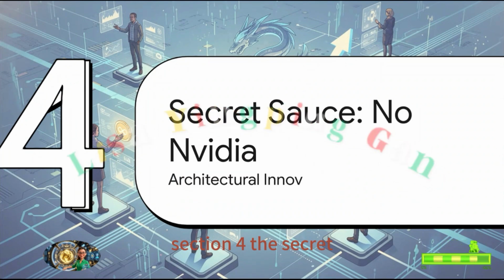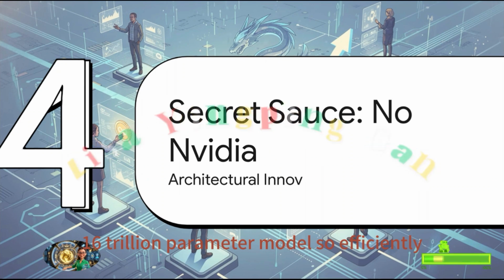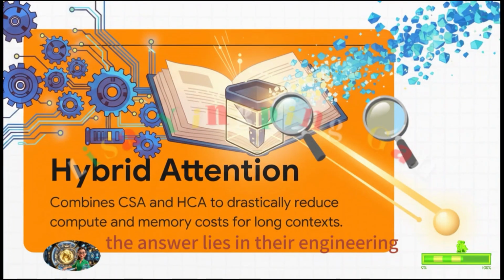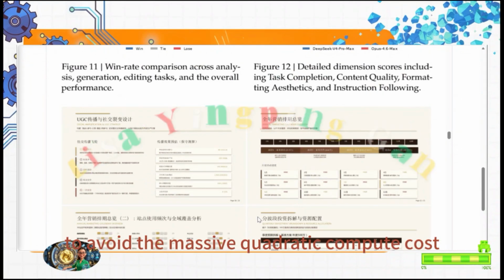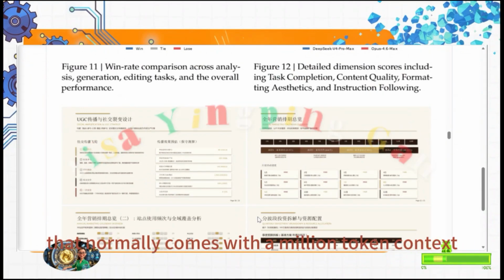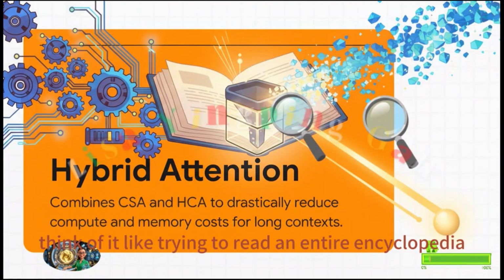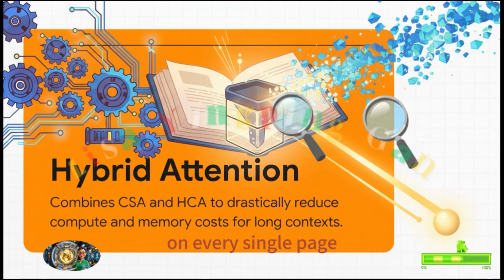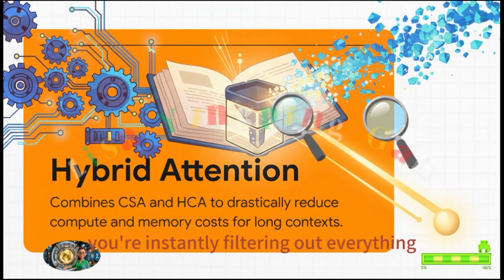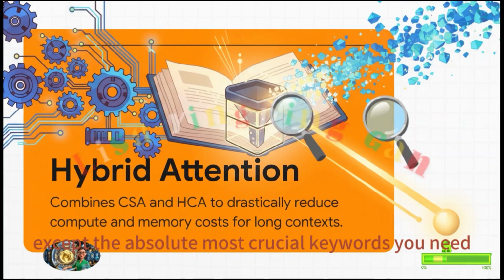Section 4. The secret sauce. No NVIDIA. Architectural innovations. Let's explore how a Chinese lab managed to train a 1.6 trillion parameter model so efficiently, especially when they're facing strict US export restrictions on top-tier computing hardware. The answer lies in their engineering. To avoid the massive quadratic compute cost that normally comes with a million token context, they actually invented a hybrid attention system. Think of it like trying to read an entire encyclopedia, but instead of reading every single word on every single page, you're instantly filtering out everything except the absolute most crucial keywords you need.